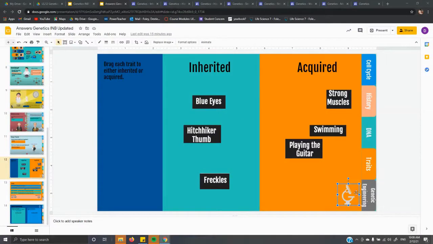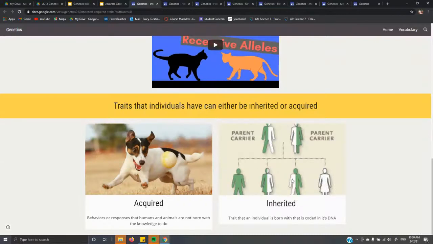Slide 12, you're learning about inherited versus acquired traits. If you click on the microscope, it'll take you to this page. At the bottom of that page, it tells you the difference between acquired and inherited traits. Acquired traits are things that you need to learn. These are things like talking, a dog fetching a ball, being able to play basketball, soccer, any sport.